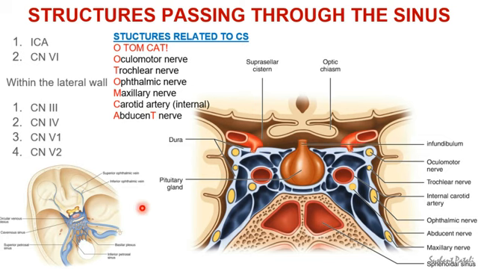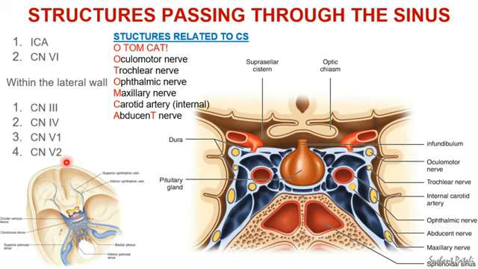Now what are the structures within the lateral wall of the sinus? Within the lateral wall of the sinus, we have basically 4 structures, from above downwards. The first structure in the lateral wall of the cavernous sinus is the oculomotor nerve. The second structure is the trochlear nerve. The third structure is the ophthalmic nerve, and the fourth structure is the maxillary nerve.